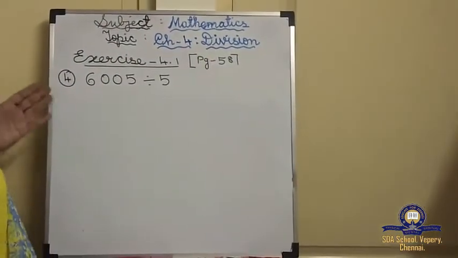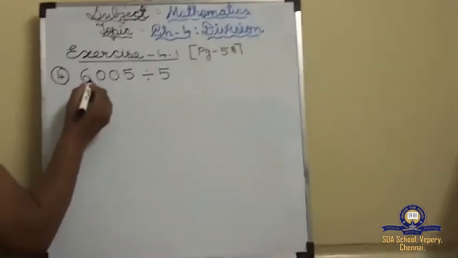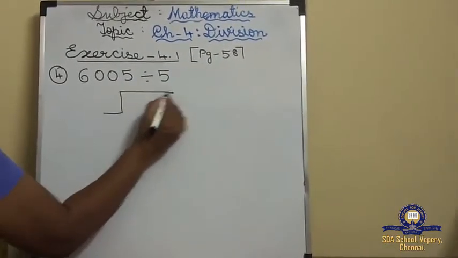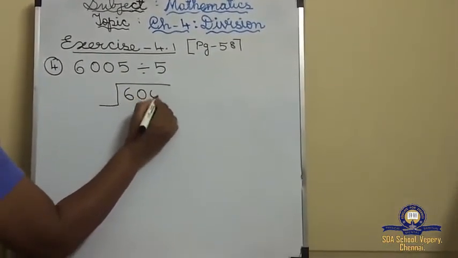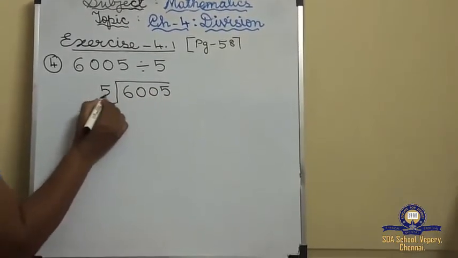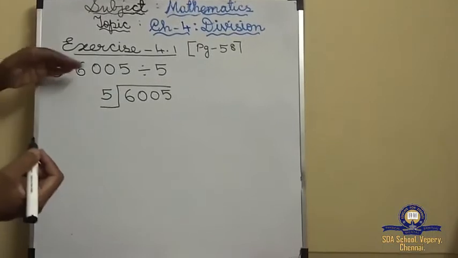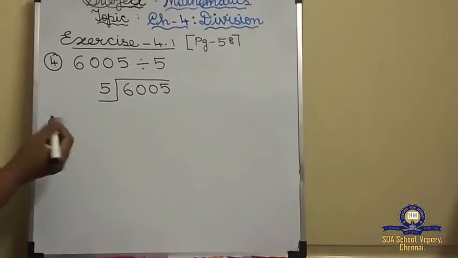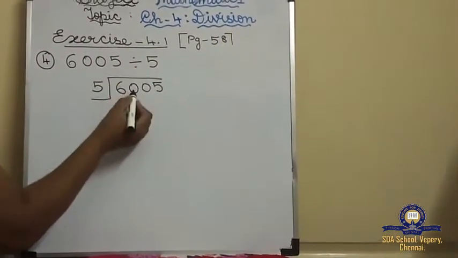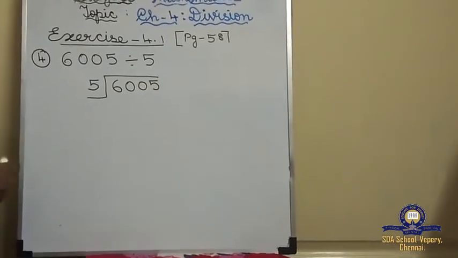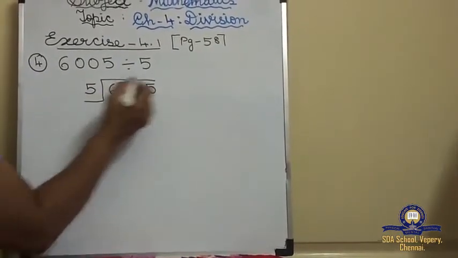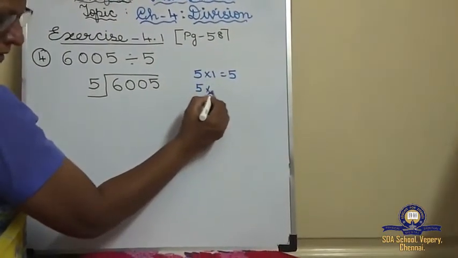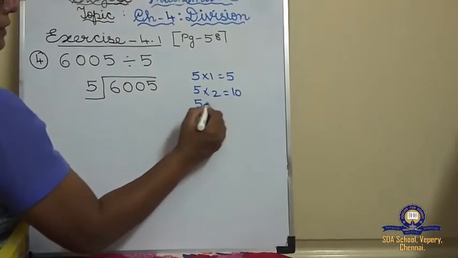Okay, children, now we'll see the fourth sum. Understood? 6005 divided by 5. So what you have to write inside? The dividend is 6005 and 5 here. Understood? While writing in the note, you can leave 2 lines and write, so that the quotient will be visible and neat. You can write this in black, and the answers you can write as I am going to write. So what tables do you have to be thorough in? 5 tables. 5 1s are 5, 5 2s are 10, 5 3s are 15.